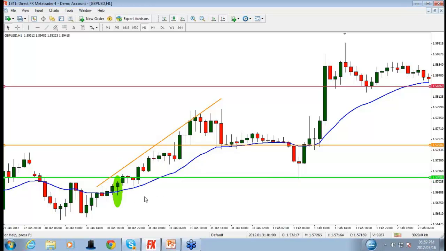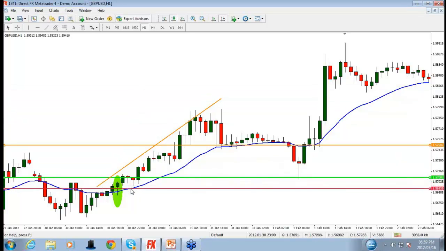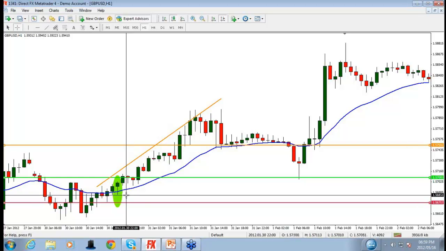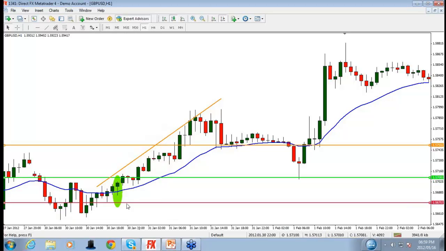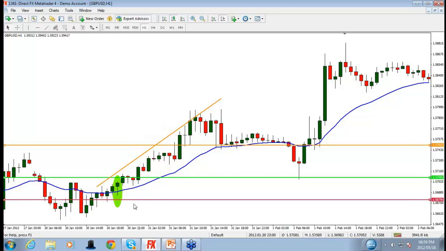Now, rule number 3, place a stop loss 5 to 10 pips below the low of the pin bar. Stop loss, this is my red line. So I'm going to move it 5 to 10 pips. I like to use 5 because I'm conservative with my risk, and place it right there roughly, and that's it.